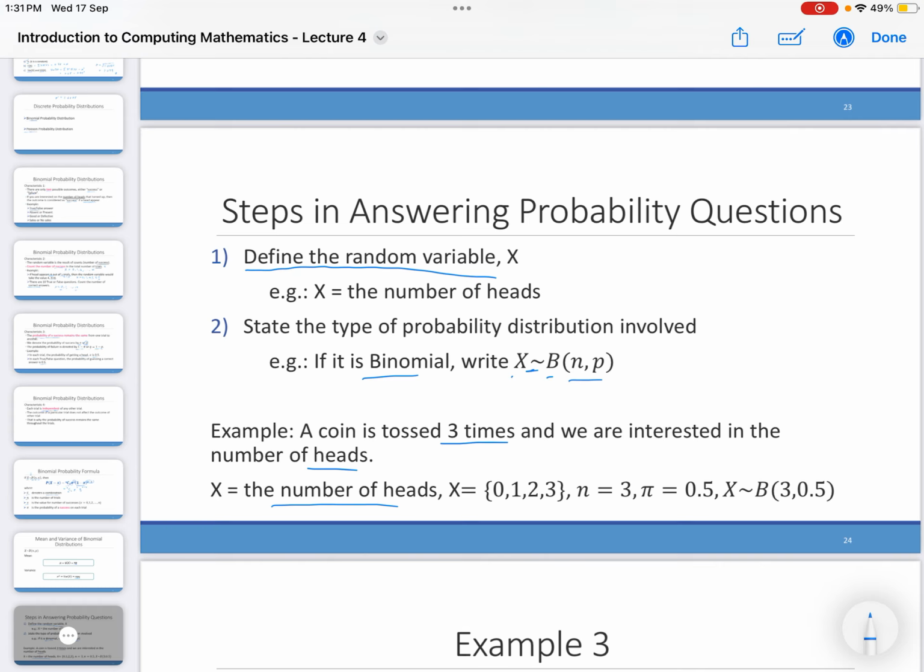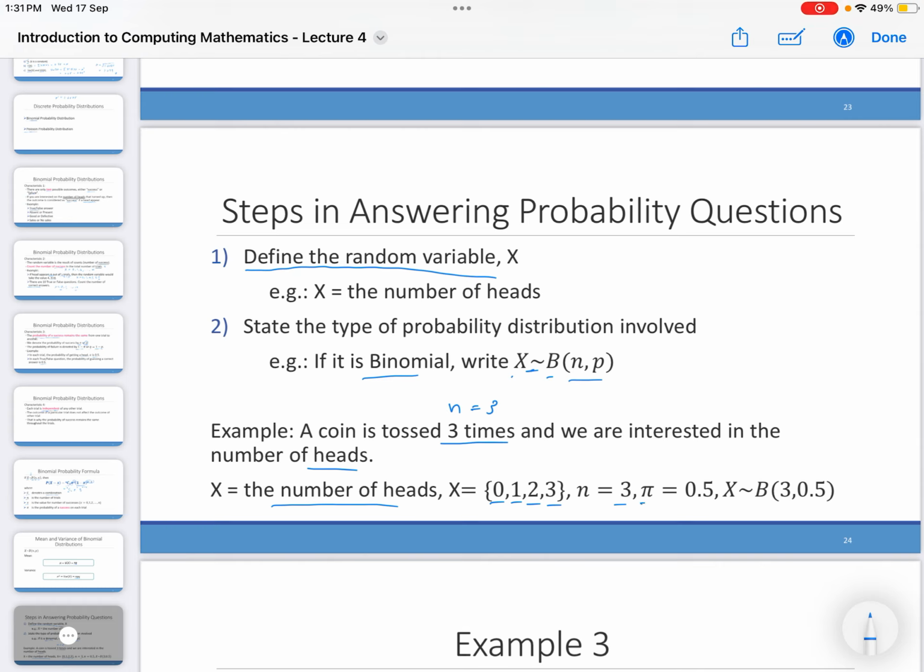Okay, and then this one we can say n is the number of trials. N equals 3 because we toss 3 times. The number of trials is 3. And the number of heads can be either 0 heads, 1 head, 2 heads or 3 heads. So x equals the set of 0, 1, 2, 3. And then n equals 3 because there will be 3 trials.